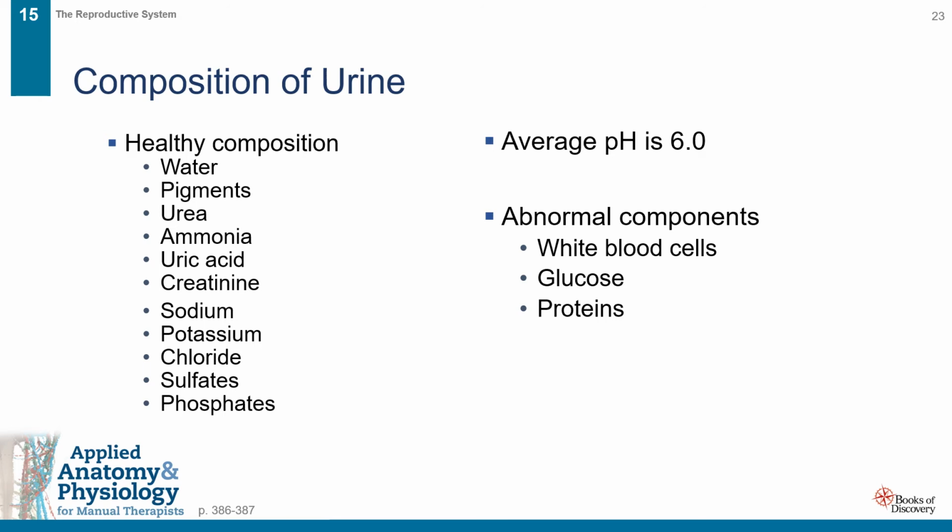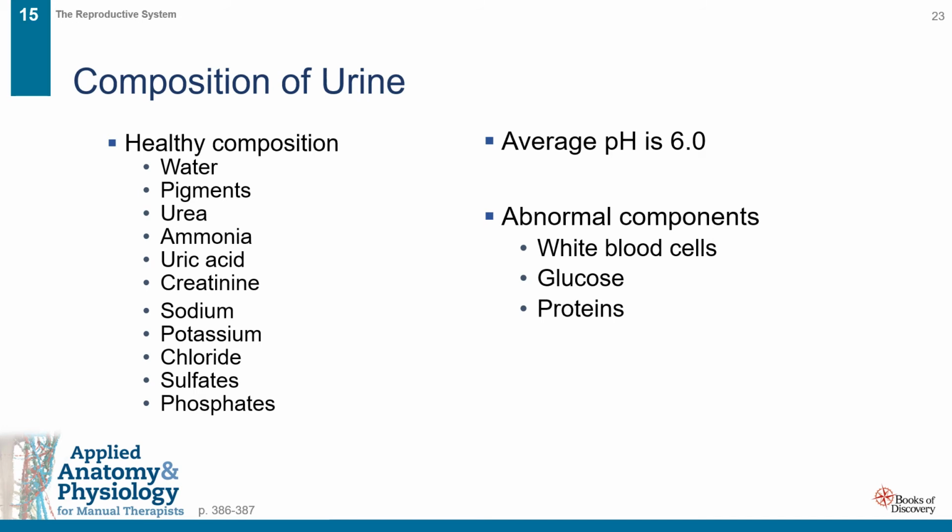The pigments that color urine come from the breakdown of bile and hemoglobin. Urine normally contains high levels of nitrogenous waste such as urea and ammonia from amino acid catabolism, uric acid from the breakdown of nucleic acids, and creatinine, the byproduct formed when creatine phosphate is used by muscle fibers for energy. Smaller levels of sodium, potassium, chloride, sulfates, and phosphates are excreted in urine to maintain homeostatic ranges of these important electrolytes.